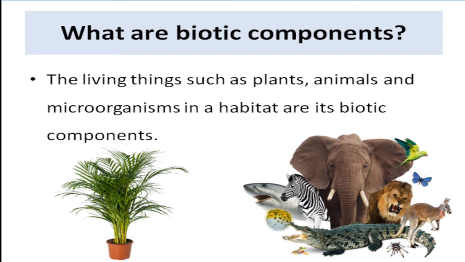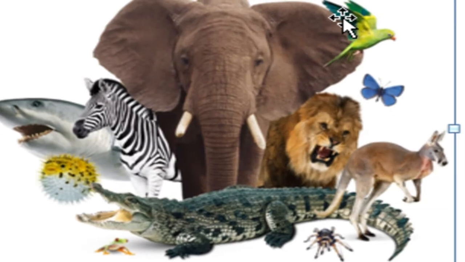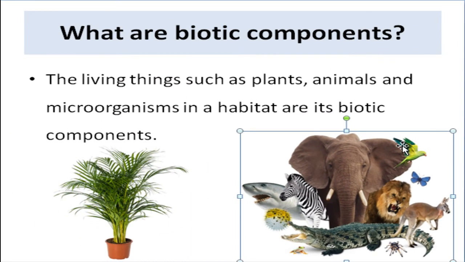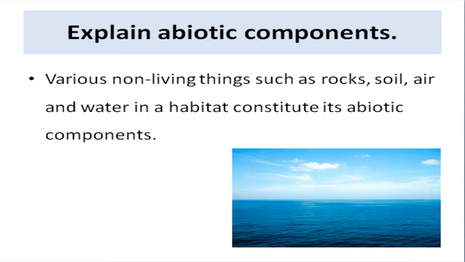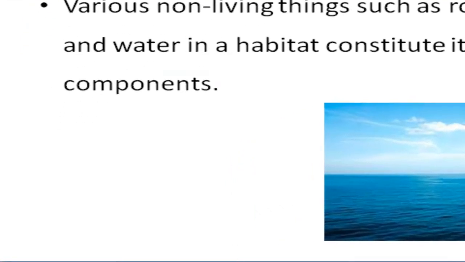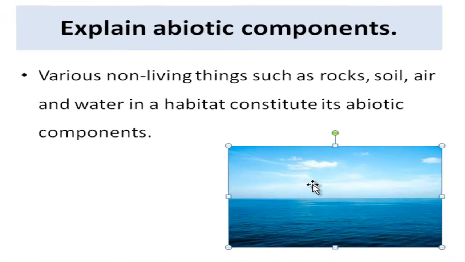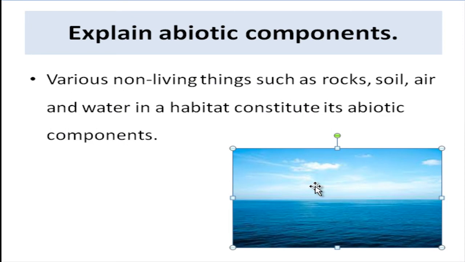Our next question is, what are biotic components? The living things such as plants, animals and microorganisms in a habitat are its biotic component. So plants and animals, all these are considered in the biotic component. Explain abiotic component. Various non-living things such as rocks, soil, air and water in a habitat, they constitute its abiotic component.